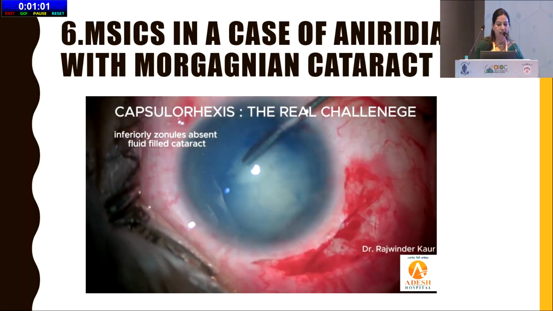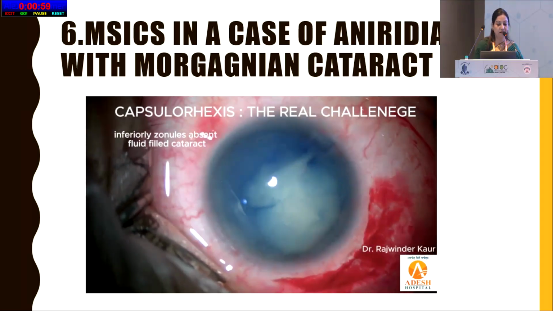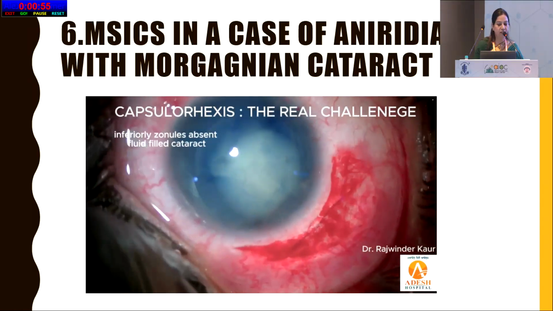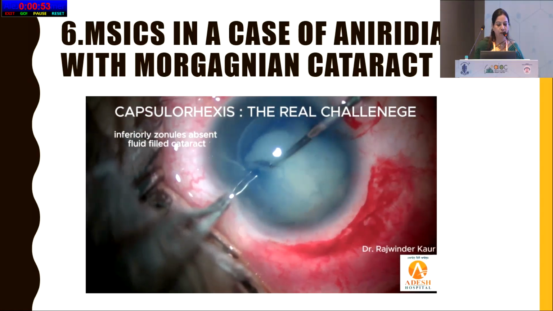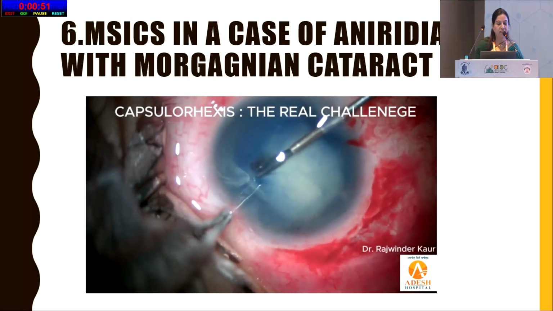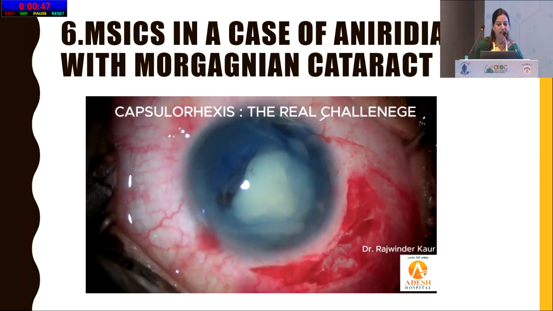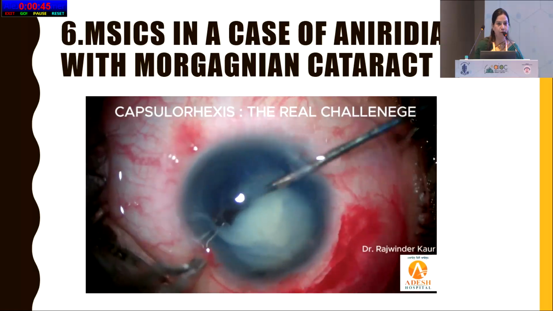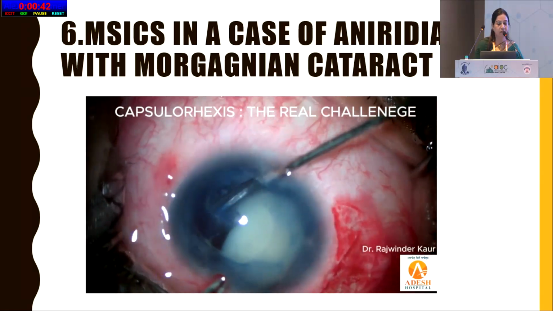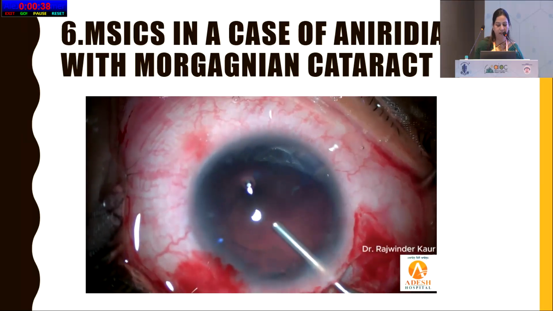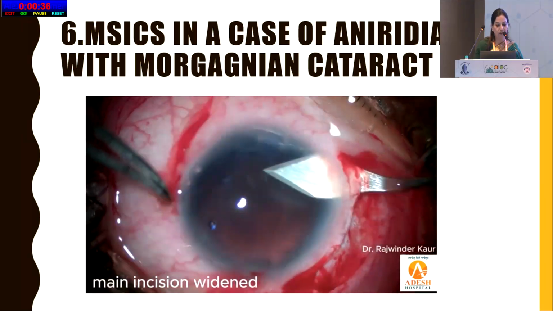Then I took the help of the intraocular forceps and scissors to complete the rhexis, and then I put the aniridia lens in the sulcus. The patient is very happy; previously he had only hand movements. After that he is now maintaining 6/24 vision, because he has had amblyopia since childhood, so he is maintaining 6/24.